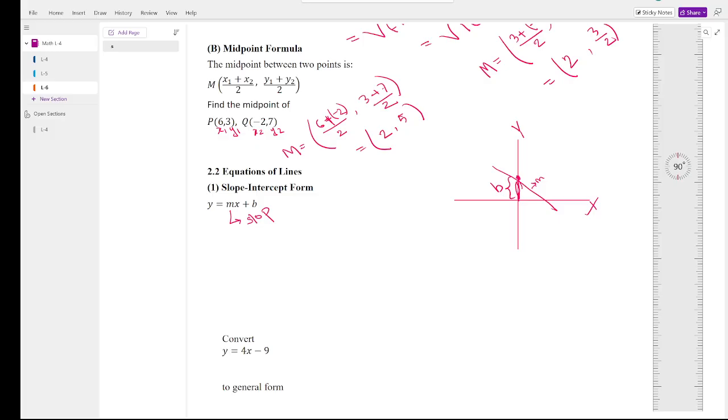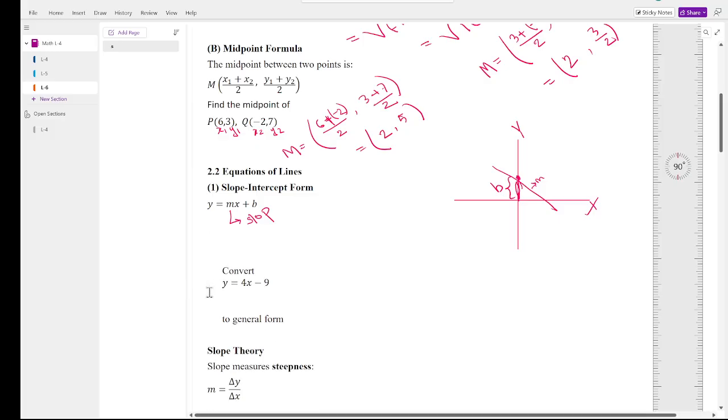Let's check the example: y equal to 4x minus 9. Convert it into general form. So y equal to 4x minus 9. Here m equal to 4. So in general form we can convert it like that.